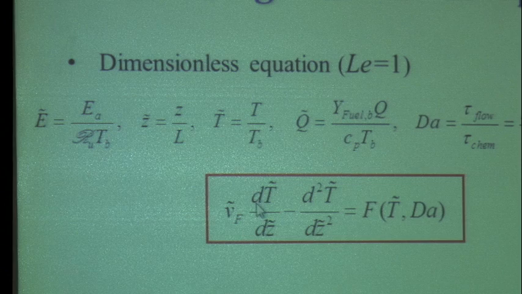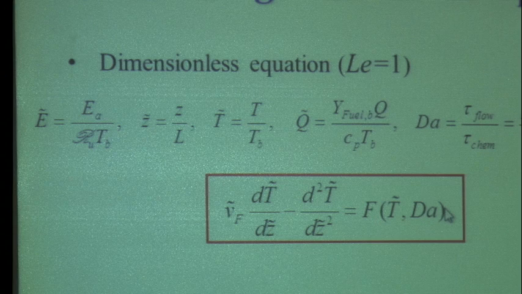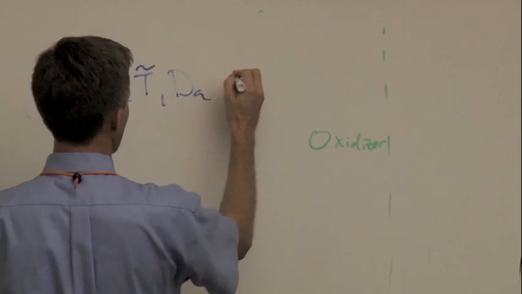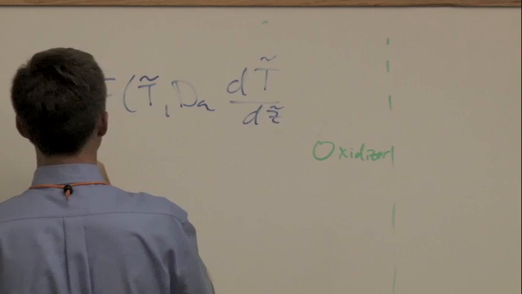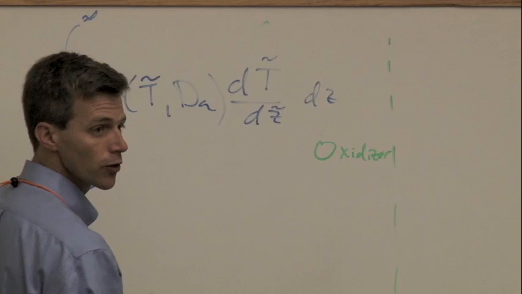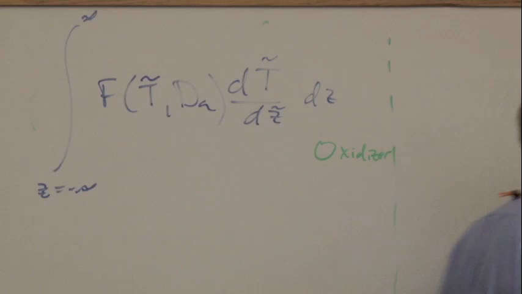That term went away. Then I take this term and multiply it by dT/dz. Actually, let me write it down so you can see what we're doing. You have this function of temperature and Damköhler number. You multiply it by dT/dz and integrate from z equals minus infinity to plus infinity over dz. So the z's cancel. Rather than having to look in physical space, we can integrate this in temperature space. So this becomes the function f of T times dT. So that's what happens, and you end up with this.